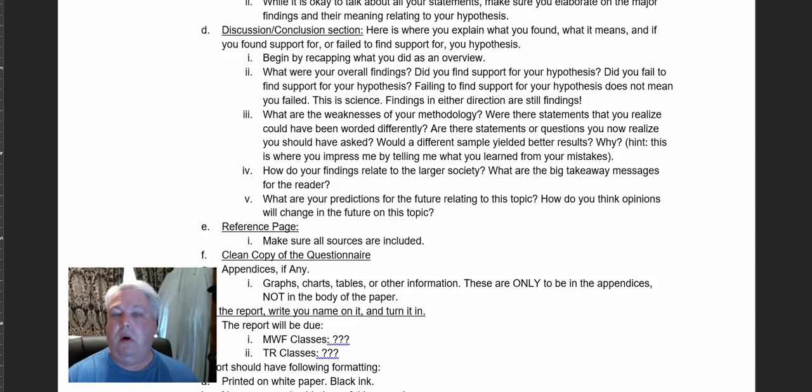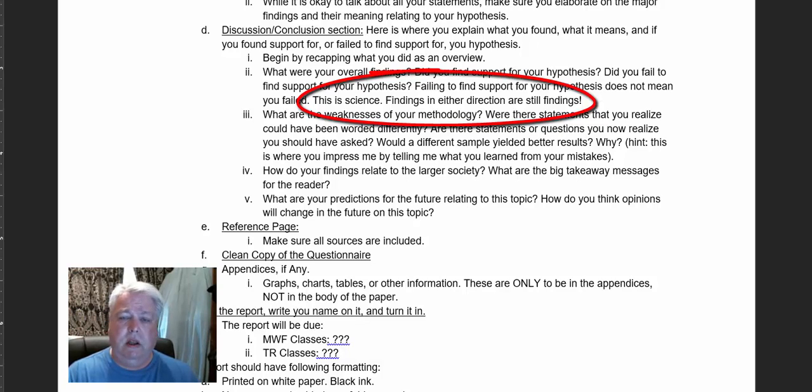Then you're going to talk about what your overall findings were, the big takeaways. What was the purpose of this? Did you discover anything new? And in that, you also can talk about whether or not you found support for your hypotheses. Did you find support for your hypotheses? Did you fail to find support for your hypotheses? Either one is significant, so that's something that you want to make sure that you talk about. It doesn't mean that you failed if you didn't find support for your hypothesis or hypotheses, because in science, findings are findings. They're relevant regardless.